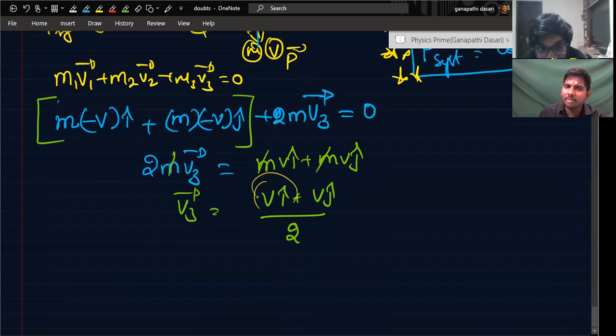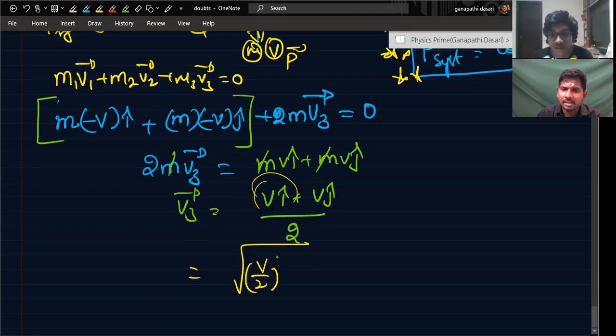So again, you got (Vi cap plus Vj cap) by 2, opposite to the given vector, but the magnitude is by 2. Now, what is the question asked? The total kinetic energy generated due to the collision, right? What is the speed in this case? Tell me the speed in this case. Root over the speed of the third body: (V by 2) whole square plus (V by 2) whole square. You understood the direction? What will be the answer here?